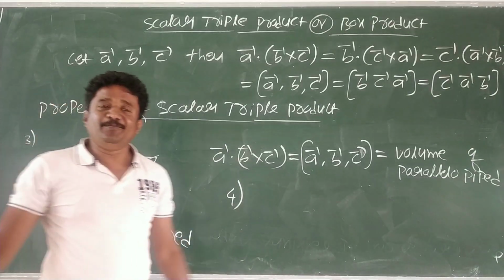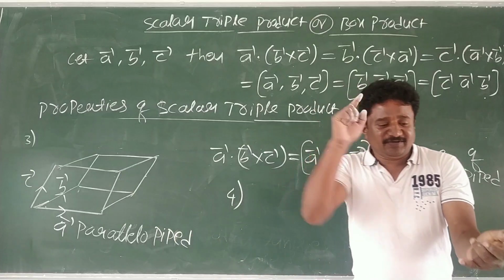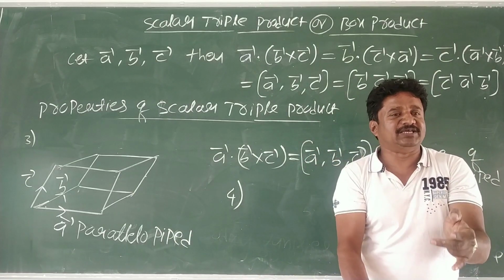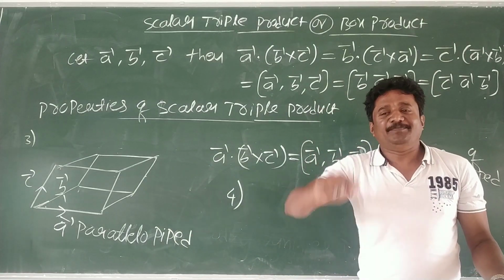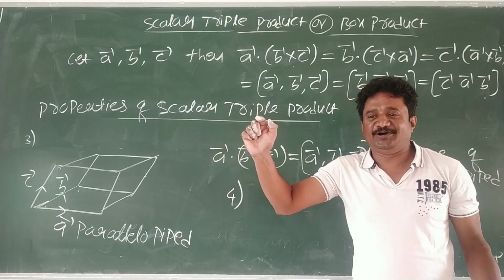Here we are getting one important condition, students. What is that condition? Three vectors, vector A, vector B, vector C become coplanar when the volume of the box product is 0.